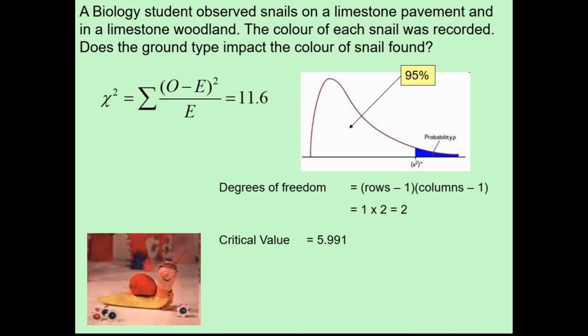We then compare our test statistic to that, and we can see that 11.6 would be up here in our critical region. It's greater than our critical value, so hence we reject the null hypothesis. And in the context of the question, we can say that ground type does affect colour. Or we could say there is evidence that colour and ground type are not independent.